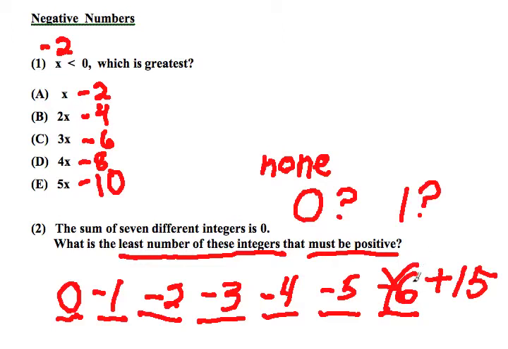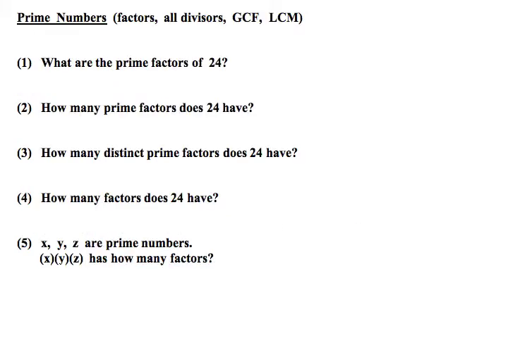If this was a grid in, you wouldn't grid in this because they're asking for the least number of these integers, which is 1. Okay, next, prime numbers, and that includes factoring, all divisors, greatest common factor, and least common multiple. First, what are the prime factors of 24? So for that, the easiest way is to do a factor tree.